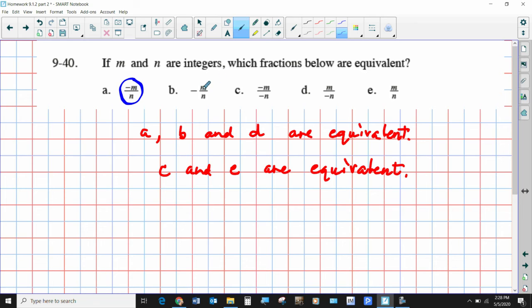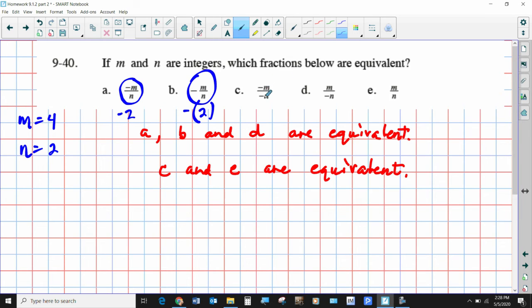This particular problem is slightly different. If this one were to say the opposite of M divided by N, this says the opposite of whatever M divided by N is. And let's just pretend M is equal to 4 and N is equal to 2. So we get this one would be negative 2, right? Well, this would be the opposite of 2, which is still negative 2. So that means that these two are equivalent to each other.